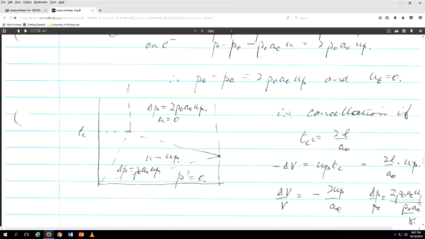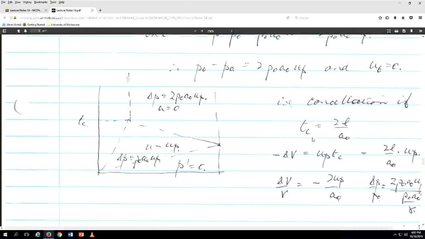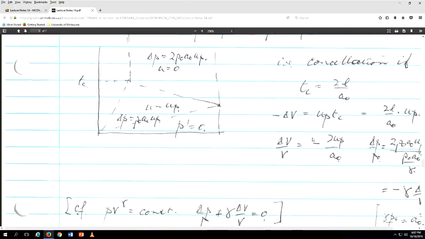So the volume divided by the original volume is 2 UP over A naught divided by the original volume, which is just length. So I've just assumed the area of this tube is 1. So the original volume was the length L, so delta V over V is minus 2 UP over A naught. Well, is that what I would have expected? And the answer is most certainly yes.